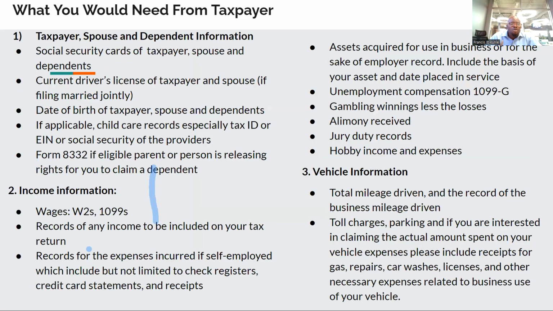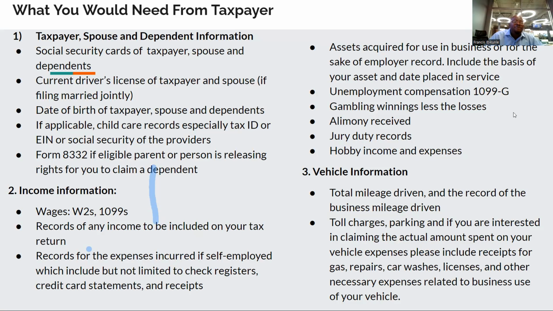Then the next thing is, what will you need from the taxpayer? This question is usually asked. If I want to do taxes for somebody, they will ask me, what do I need? So Francis, what do I need to bring? That's the question people always ask.